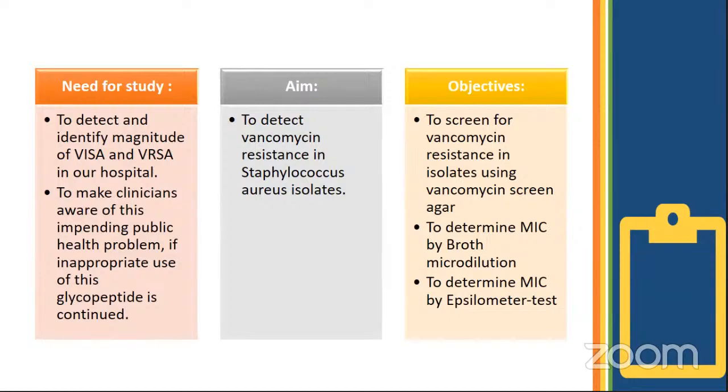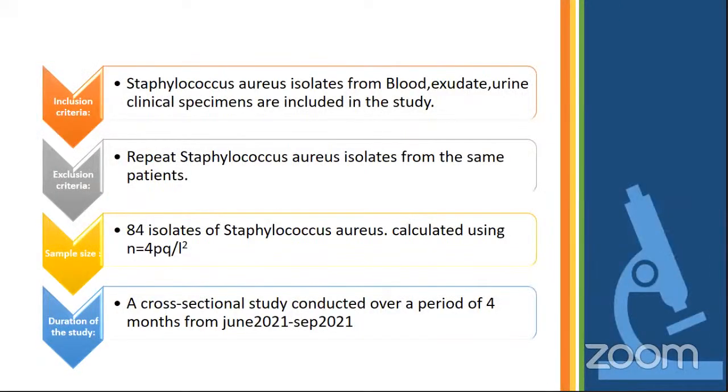Objectives: to screen for vancomycin resistance in isolates using vancomycin screen agar, and to determine the MIC by broth microdilution and epsilometer test. Staphylococcus aureus isolates from blood, pus, and urine clinical specimens are included in the study. Repeat Staphylococcus aureus isolates from the same patients are excluded. Sample size is 84 isolates of Staphylococcus aureus.